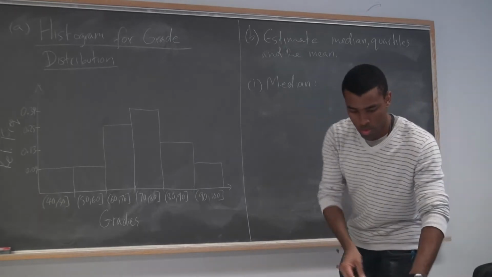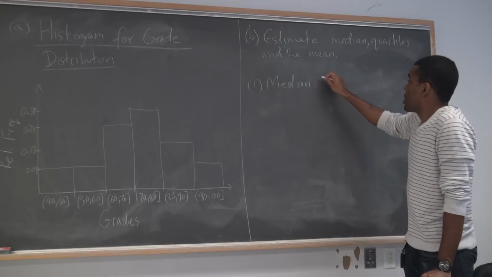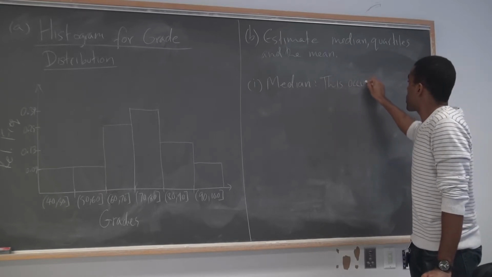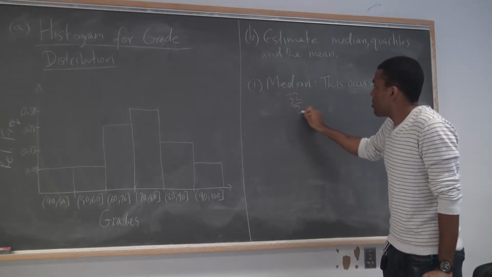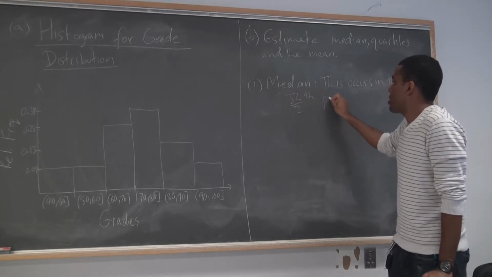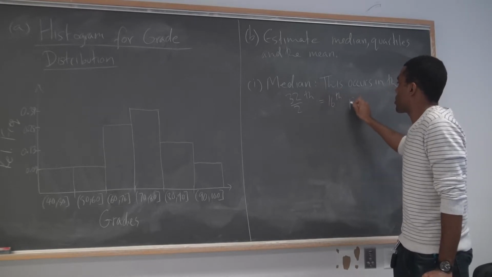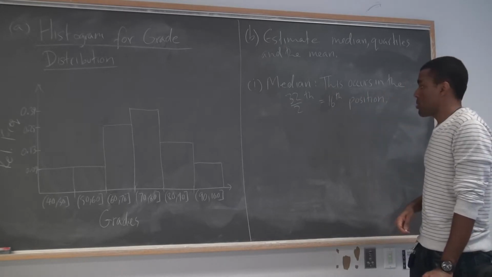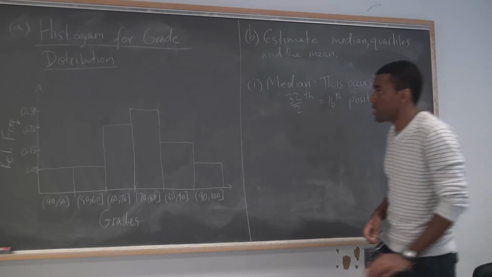It's roughly halfway, so we need the position that it occurs in. This occurs in the 32 divided by 2th position, right? Which is basically just the 16th position. So now we need to figure out a way to estimate what happens in the 16th position.